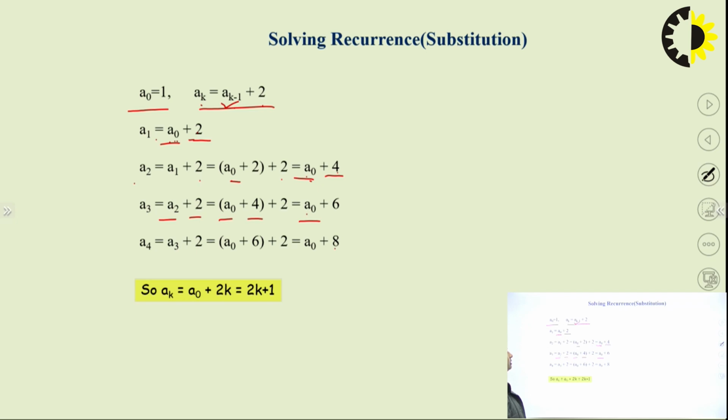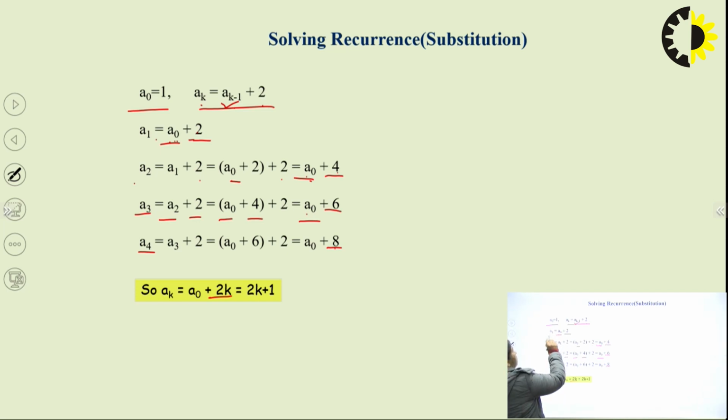So, if we see these values, we find that 4, 8 means 2 into 4, 8. 3, 6 means 2 into 3, 6. So, the kth term we can represent as A0 plus 2k. This is my A0 value. This is A1, which is 1 into 2. A2 is 2 into 2. A3 is 2 into 3. A4 is 2 into 4. So, we can represent Ak is equal to A0 plus 2k. Okay, and A naught is given as 1.